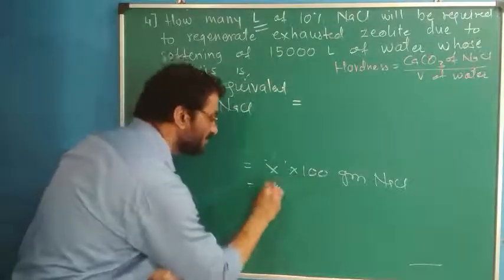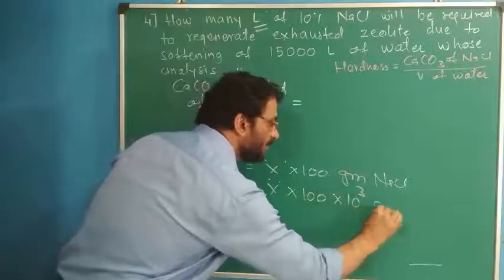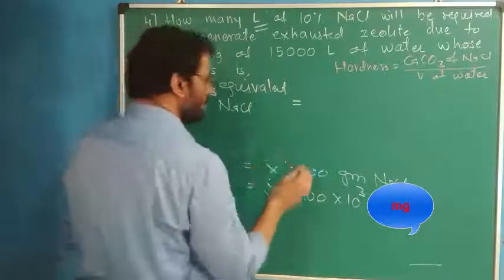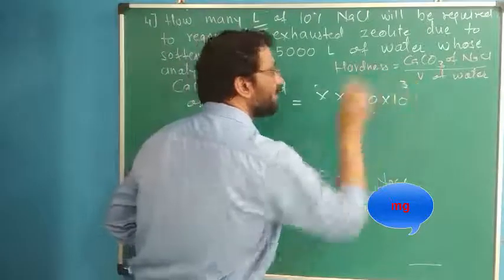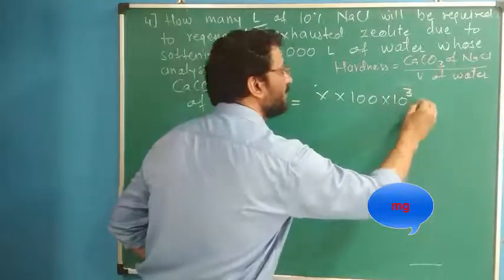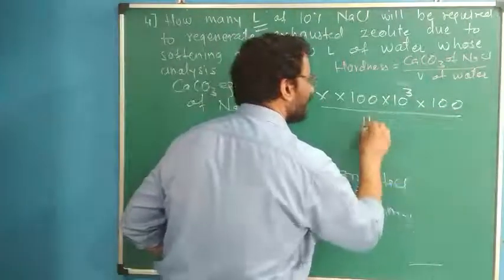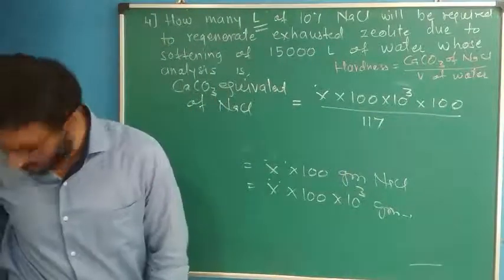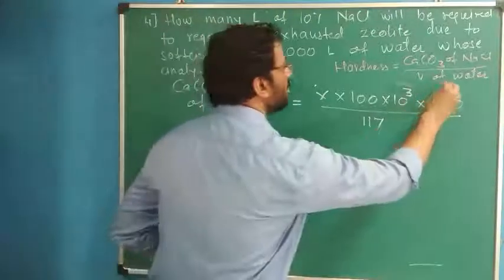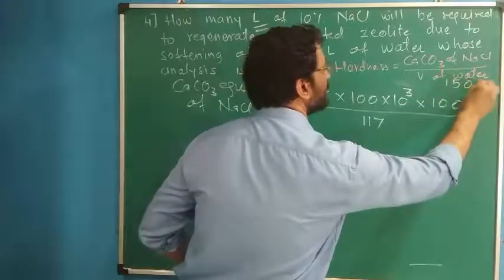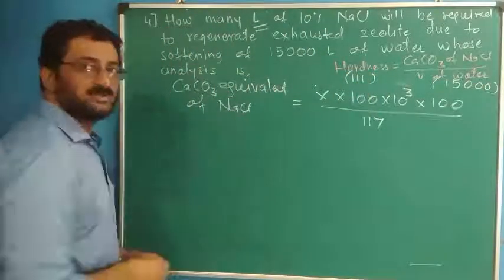Here I will convert this grams to milligram. 10 raised to 3 milligrams of NaCl. So put the value here. X into 100 into 10 raised to 3 into what? Molecular weight of CaCO3, that is 100 divided by 117. Number of times we have seen the equation. Okay. We know the volume. How much? 15000, and we know the hardness 111. So put the values in the equation now.